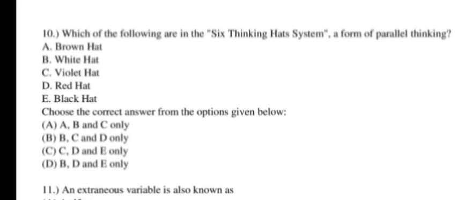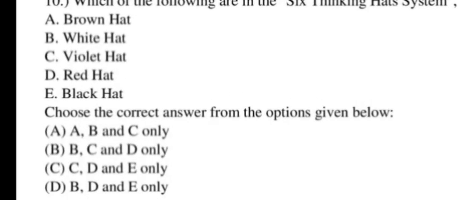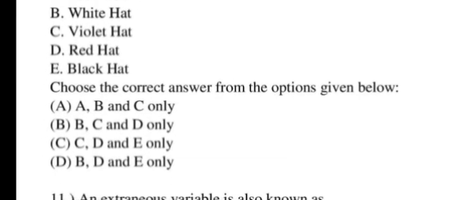Then number 10 says, which of the following in the 6 thinking hat system are a form of parallel thinking? A, brown hat, B, white hat, C, violet hat, D, red hat, E, black hat. Choose the correct answer from the options given below: A, B, C; B, C, D; C, D, E; B, D, E.